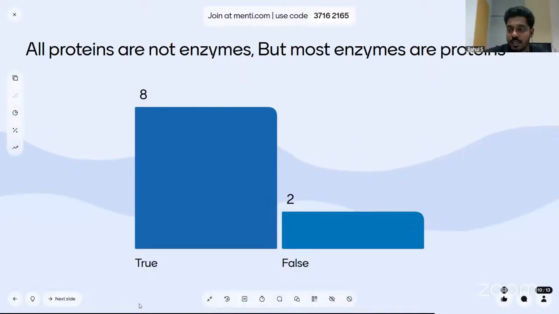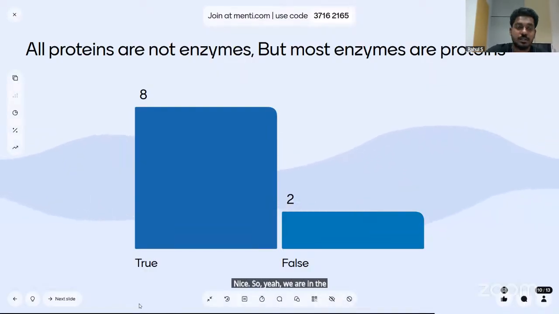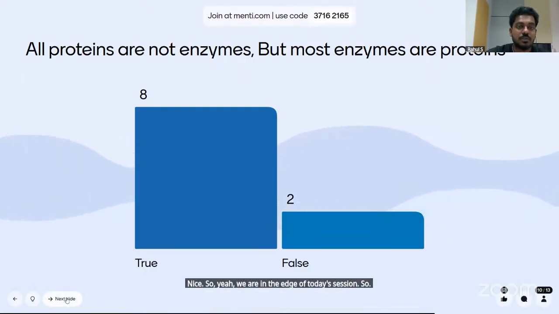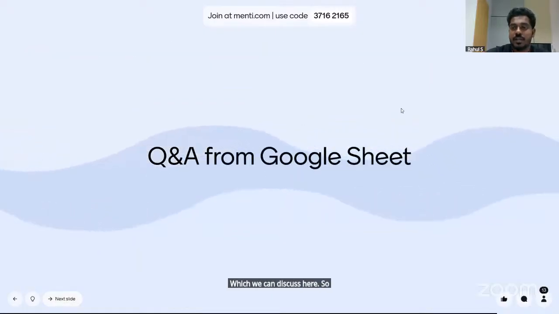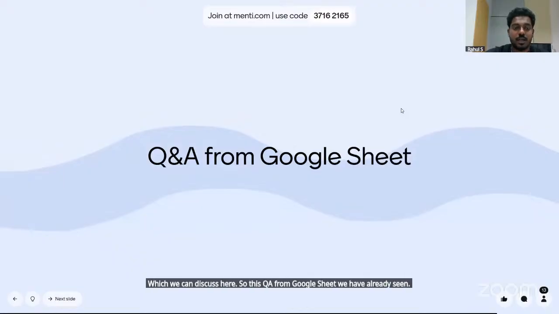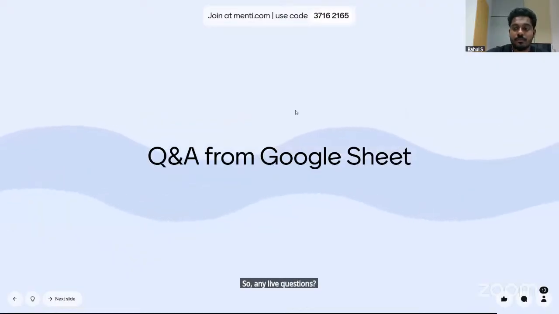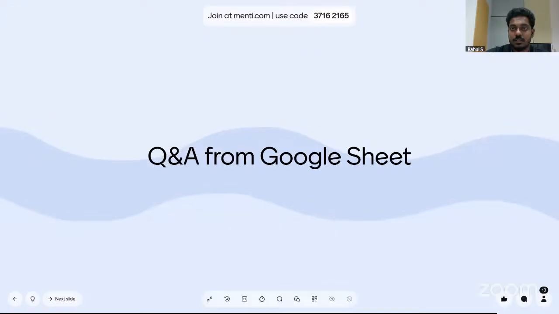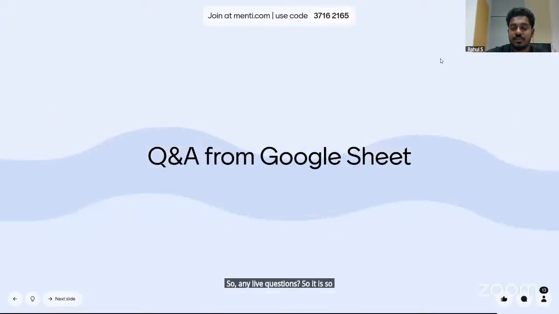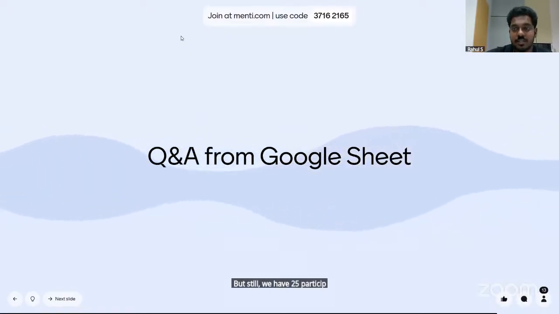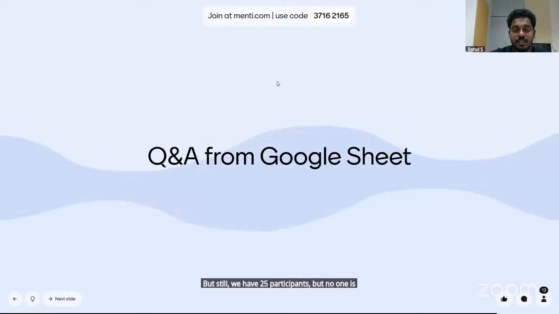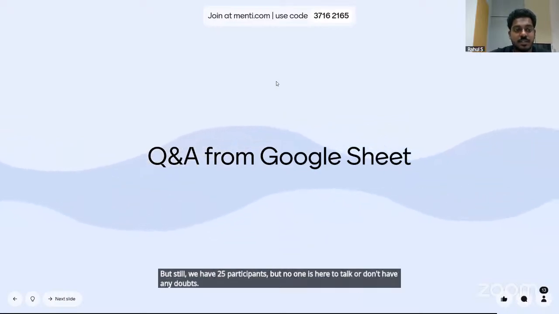Nice. So yeah, we are at the edge of today's session. Does anyone have any other doubts which we can discuss here? This QA from Google Sheet we have already seen. Any live questions? It is so silent compared to last week. We still have 25 participants, but no one is ready to talk or has any doubts. It's a little surprising.